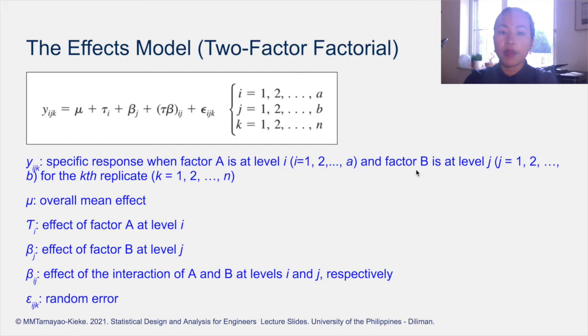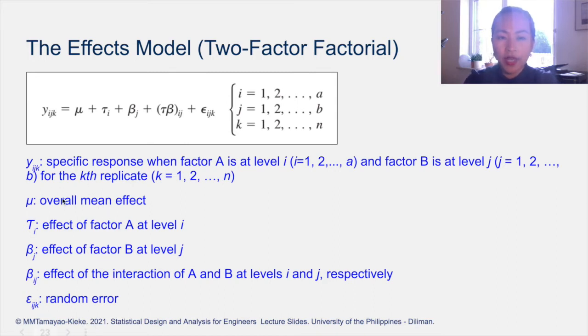Now, the factorial experiment can be expressed through several models, one of which is the effects model as expressed in the equation on this slide. Y sub ijk is equal to mu plus tau sub i plus beta sub j plus tau beta sub ij plus epsilon sub ijk. Now, both factors are assumed to be fixed, meaning the levels are predetermined from a limited set of available options. The treatment effects are defined as deviations from the overall mean.